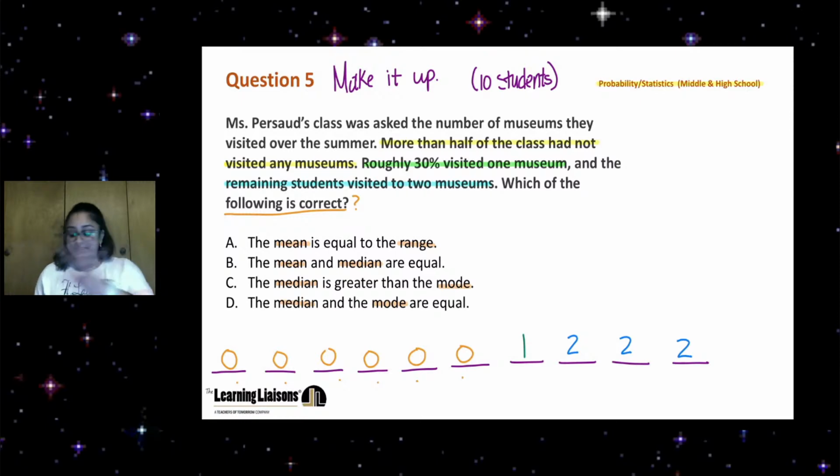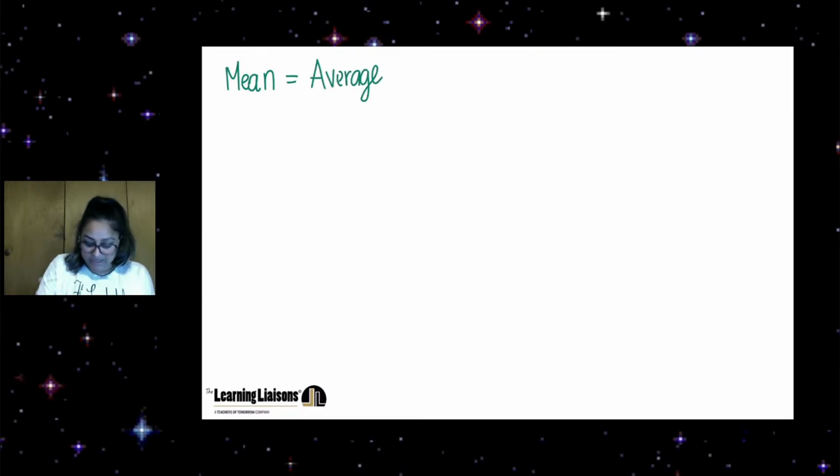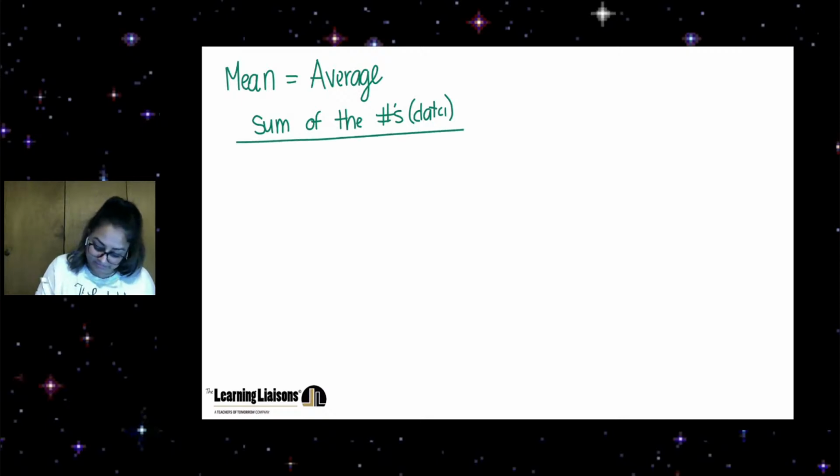So now before we get started on how to solve the problem, we need to know what the words mean. So can anybody tell me another word for mean? Average. Can you now tell me how to solve for the average? It's the sum of the numbers or the data divided by the amount of data.